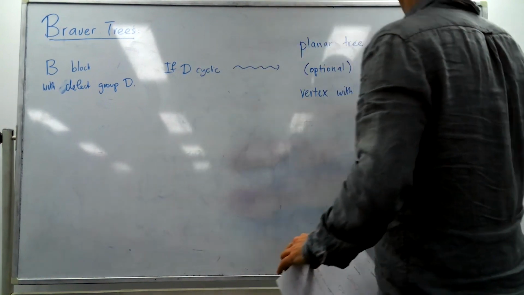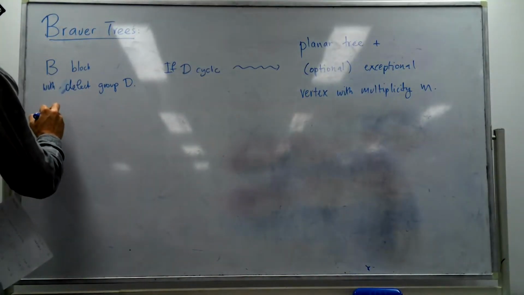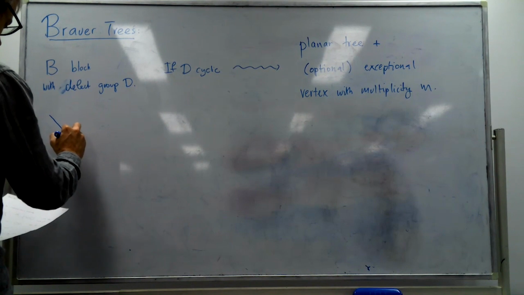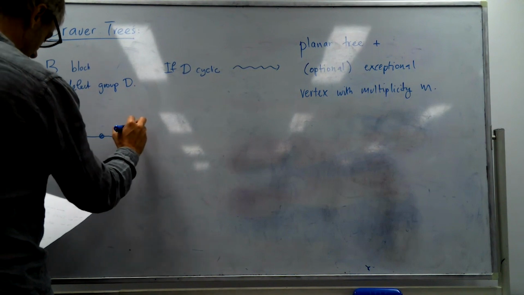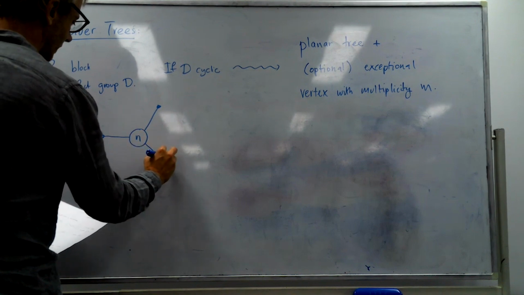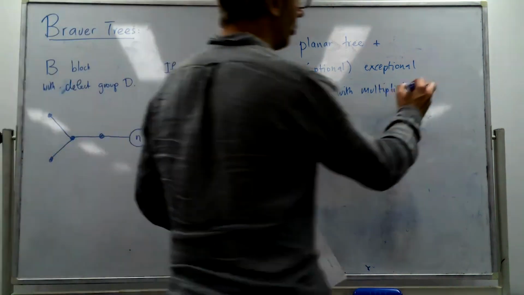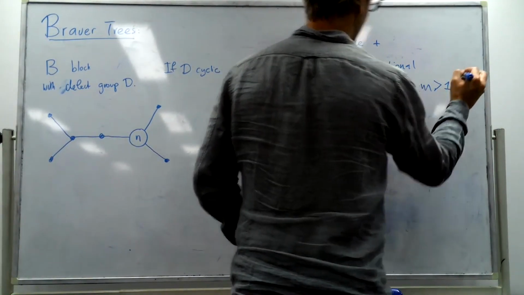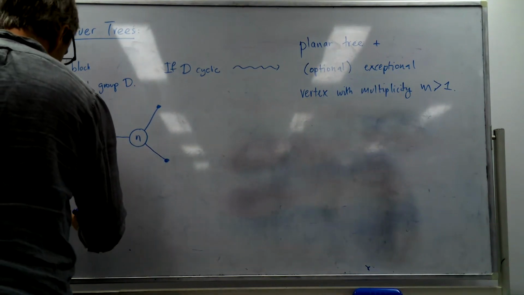What I'm saying, I'll draw a picture. So I'll draw two pictures. This would be an example. Here's my planar tree. And then I have one vertex. I can have at most one exceptional vertex, and I label the exceptional vertex with a number which is bigger than or equal to 2. The multiplicity. Another example would be this one.